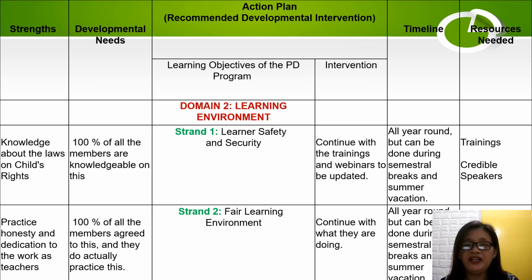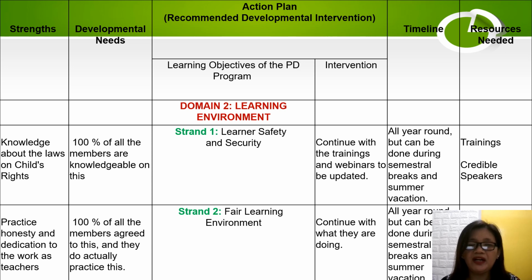For Domain 2, learning environment, the Strand 1 is about learner safety and security. The strength, knowledge about the laws on child's rights. 100% of all the members are knowledgeable on this. So just continue with the trainings and webinars to be updated. All year round, but can be done during semestral breaks and summer vacation. Resources needed, trainings, credible speakers.